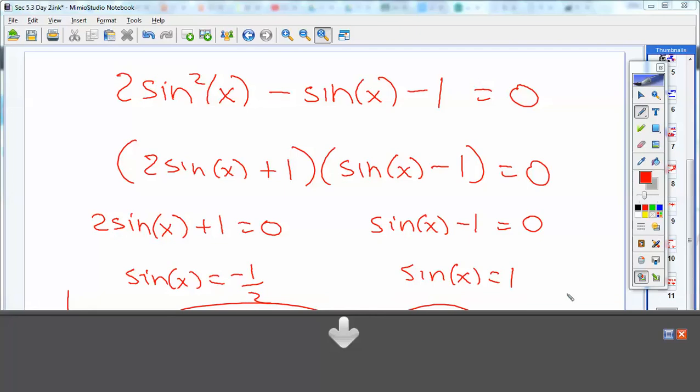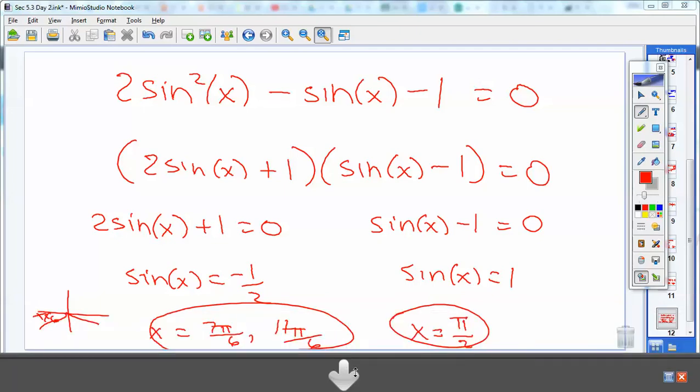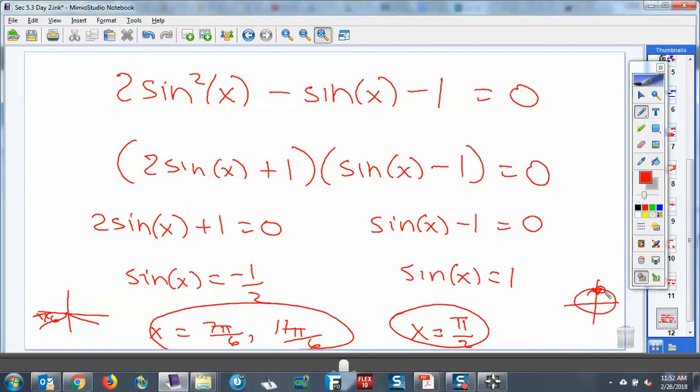So on this one, you're going to have a pi sixths reference in the third and fourth quadrants when sine's negative. And on this one, where does sine equal 1? That's up here at pi halves. So 7 pi sixths, 11 pi sixths, and then pi halves for your answer there.